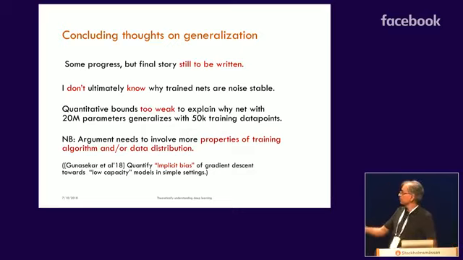For example, there's this new paper of Gunasekar et al., which tries to quantify this old notion that gradient descent has an implicit bias towards simpler models or low-capacity models, and it does it in some simple settings. So I think work like that would be very interesting, but with realistic neural nets, not simple settings.